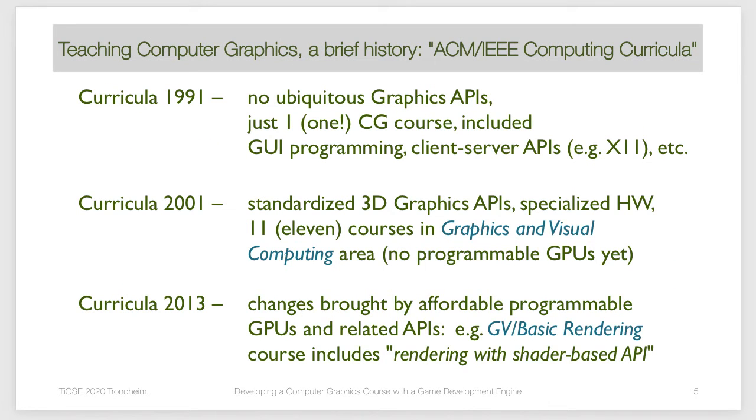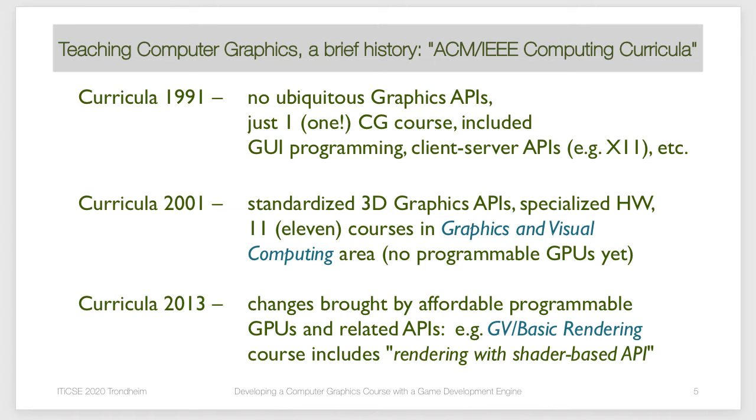If we look at the history of teaching computer graphics and how it evolved through the ACM IEEE computing curricula, in the 1991 edition, there was no ubiquitous API and very little dedicated hardware. There was only one computer graphics class listed in the curricula, and it included a little bit of everything. By Curricula 2001, 3D graphics APIs and specialized hardware had become standardized and widespread. There were 11 classes listed in the graphics and visual computing area of the curricula. There was still no programmable GPU though.